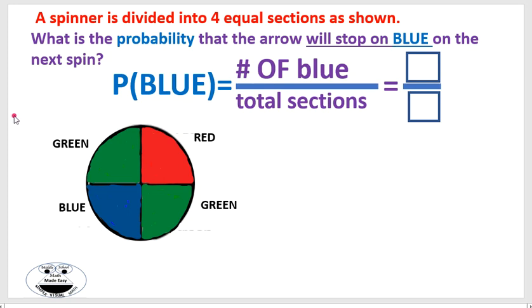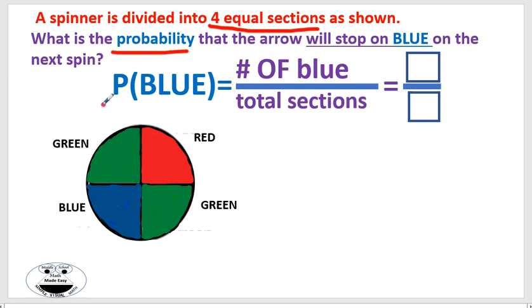A spinner is divided into 4 equal sections as shown. And we can see 1, 2, 3, 4. What is the probability that the arrow will stop on blue on the next spin?